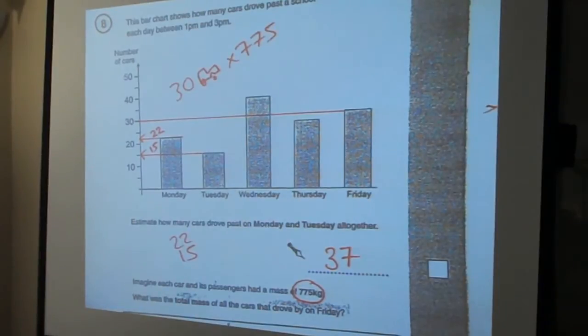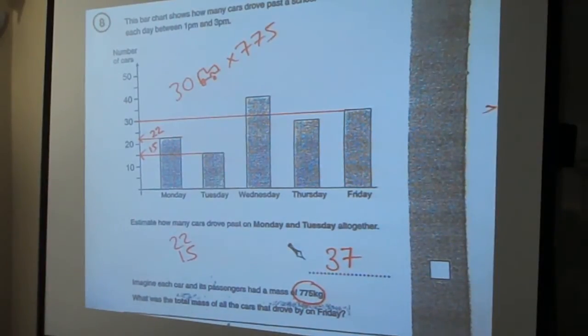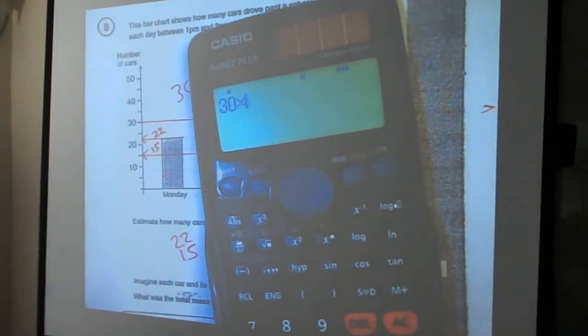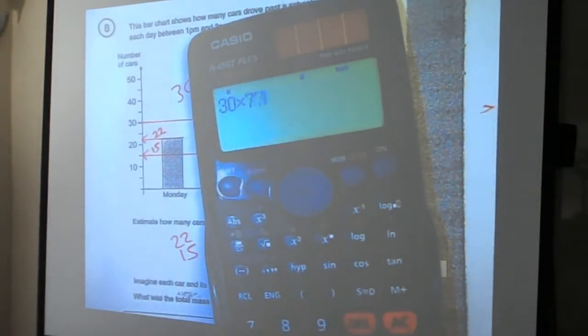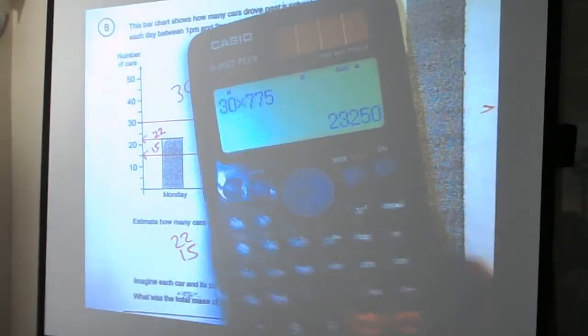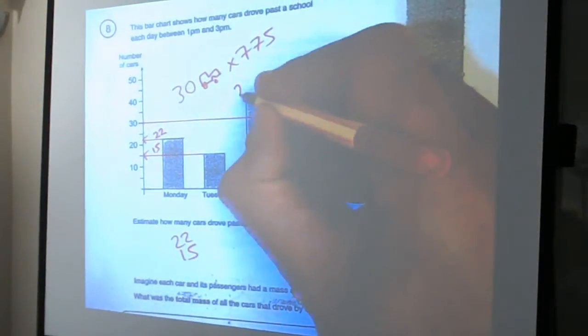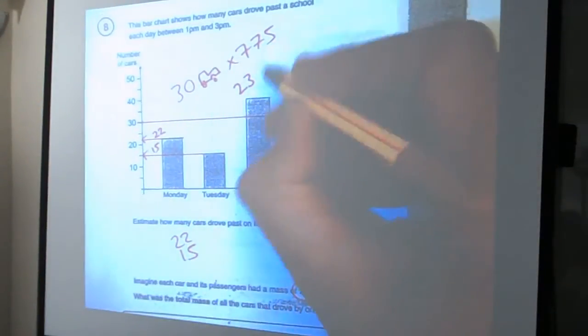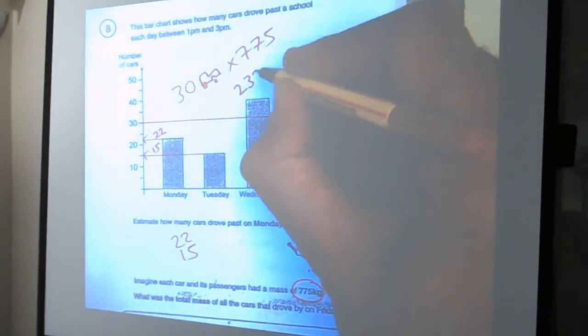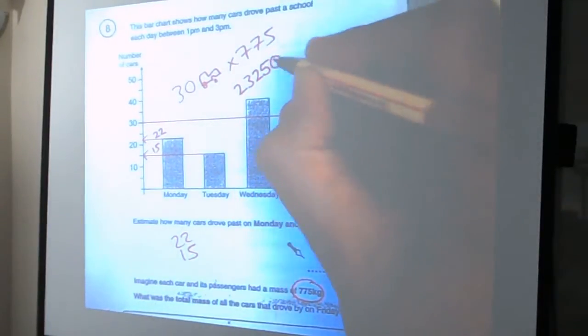What's that? In the box. I'm not writing in the box because you can't see the box. I'm just writing on top of there. You do yours in the box. Okay, ready for this question now? So it's going to be 30 multiplied by 775 equals 23250. I'm writing mine on the top of here because otherwise I'll have to move the whole paper and then we lose the graph.